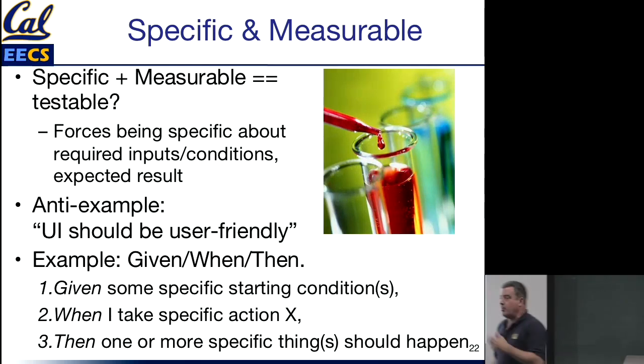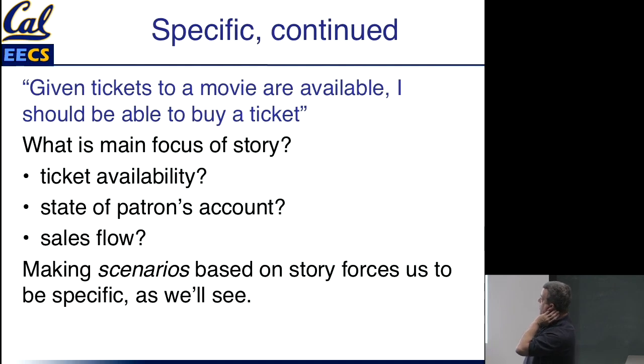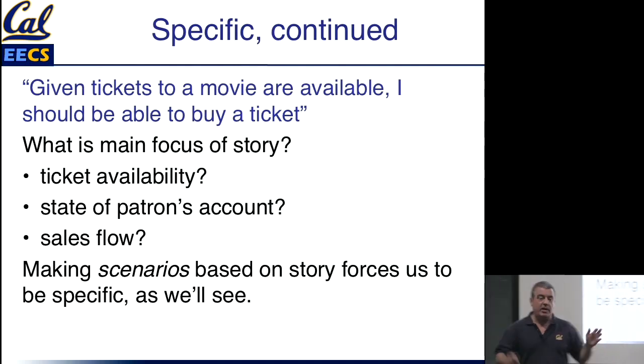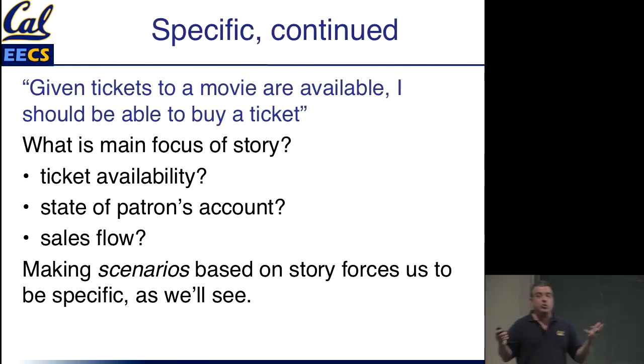So what would be an example of something like this? Well, suppose I'm going to make it more specific. Let's say my Rotten Potato site also sells movie tickets. A user story might be: given tickets to some movie are available, I, as a customer, should be able to buy a ticket. Well, that's better because it describes a very specific action.